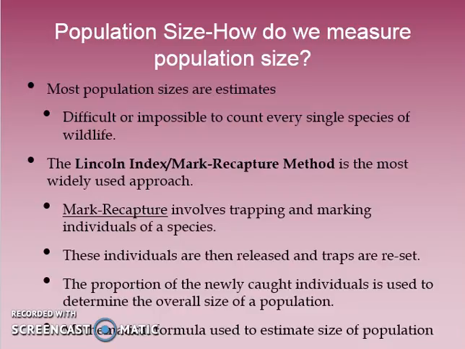And they're difficult to determine. Trying to determine how many organisms are out in a forest or in the ocean is almost impossible. So we use something that's called the Lincoln Index, or the mark and recapture method. It's a method of capturing organisms and estimating their size by you catch them, you tag them, you re-release them, and then you re-catch them.